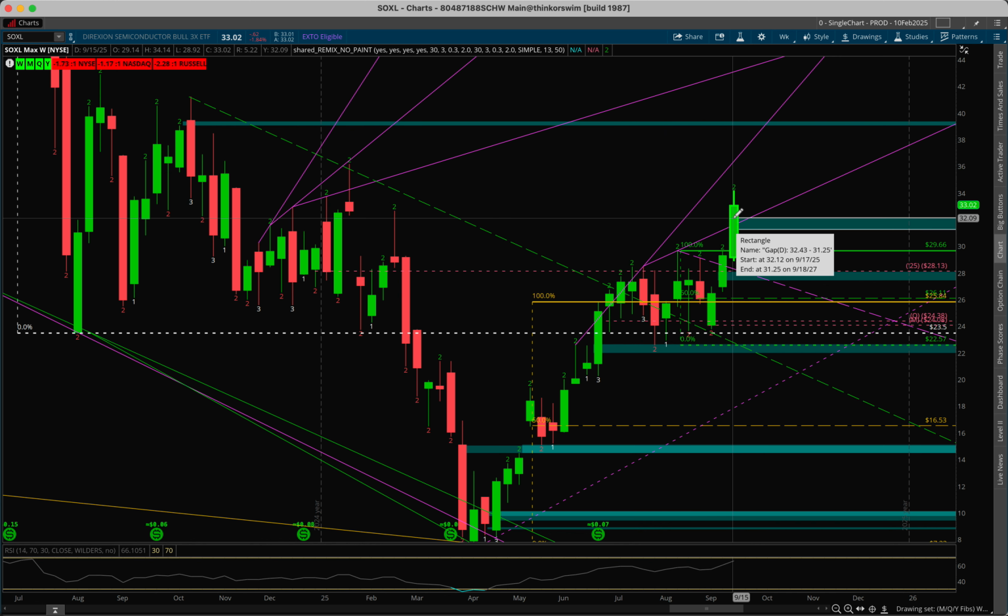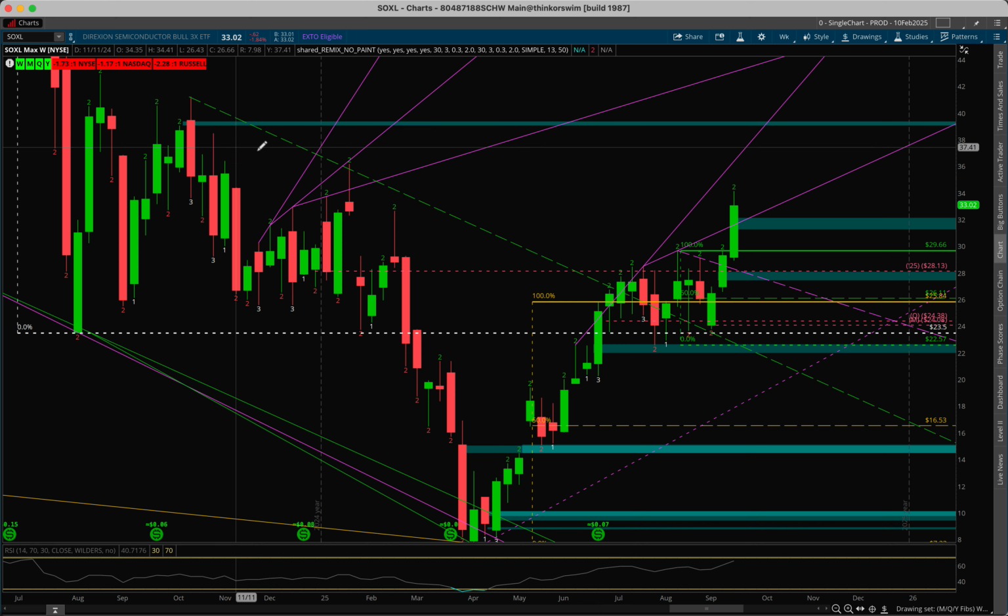So to the upside, your trigger is 34.14, which is this past week's high. We're targeting first this weekly high, 36.15. Then we're trying to get into these gap closes, defeat this high as well.